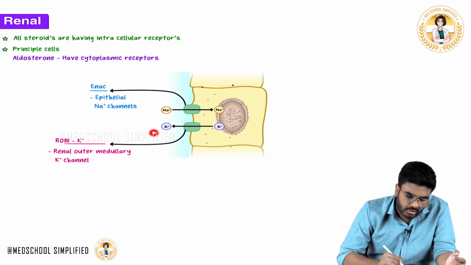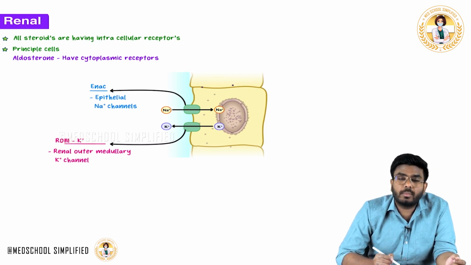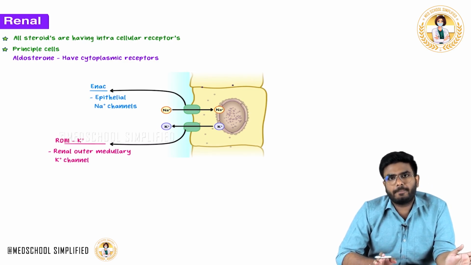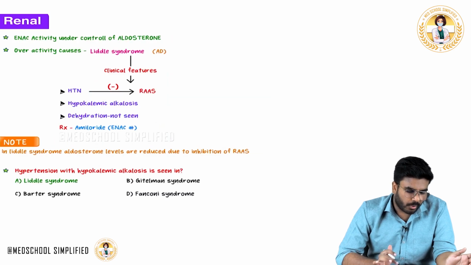Now this channel is called the ROMK channel. ROMK stands for renal outer medullary potassium channels. So renal outer medullary potassium channels are trying to secrete the potassium out of the body. Okay, so these are some important points.